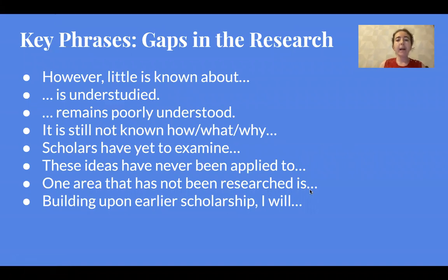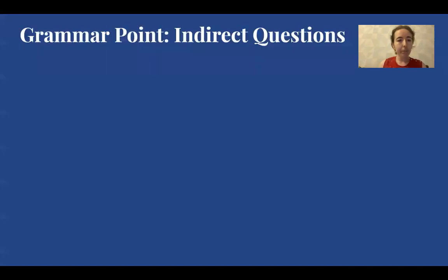One area that has not been researched is something. And then building upon earlier research, I will do something, right? So this is very explicitly building a connection between what you have outlined in your literature review, i.e. the earlier scholarship, and what you will do in your own thesis or your own essay, whatever it may be.